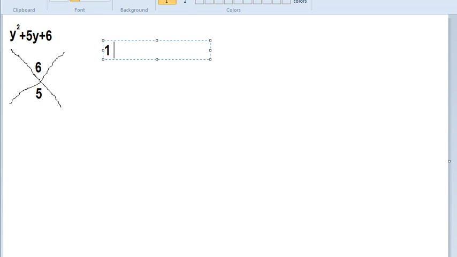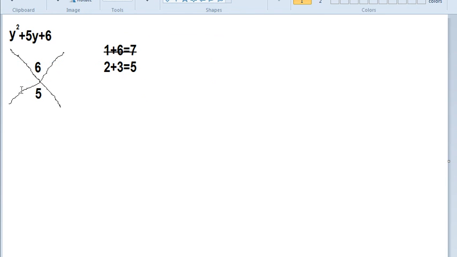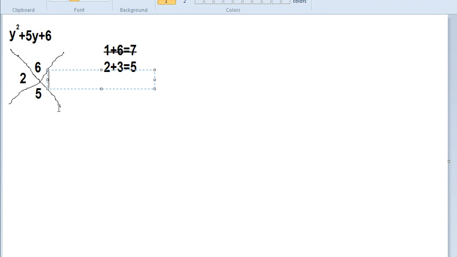There's 1 and 6. 1 times 6 is 6. And there's 2 and 3. 2 times 3 is 6. But what we want is for them to add to 5. So is 1 plus 6 5? No, 1 plus 6 is 7. Is 2 plus 3 5? Yes, 2 plus 3 is 5. So these two are the ones we're looking for, not this one because we wanted 5. So we wanted 2 and 3. I'm going to come down here and put 2 here and 3 here.